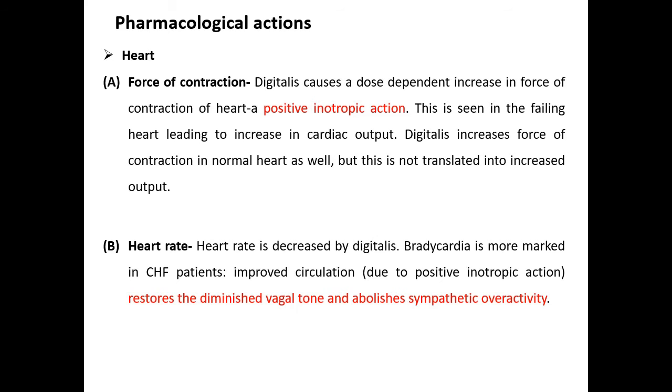Now, second is the heart rate. Heart rate is decreased by digitalis, as I already said, and bradycardia is more marked in CHF patients, and improved circulation due to positive inotropic action restores the diminished vagal tone and also the sympathetic overactivity. So the basic reason for the decrease in heart rate is increase in vagal tone and decrease in sympathetic overactivity.